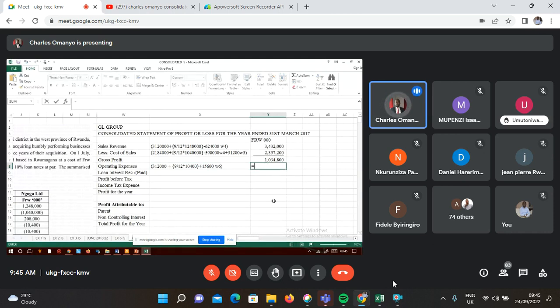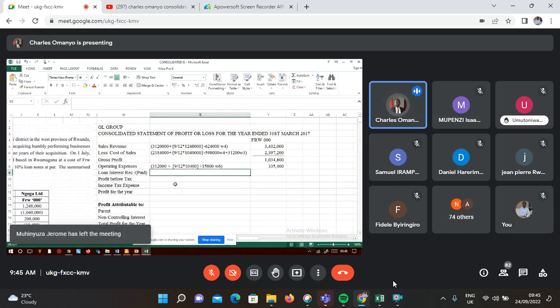Now, what is this? It is 312,000 plus, in brackets, 9 divided by 12 times 10,400, close the bracket, plus 15,600. It gives you that.